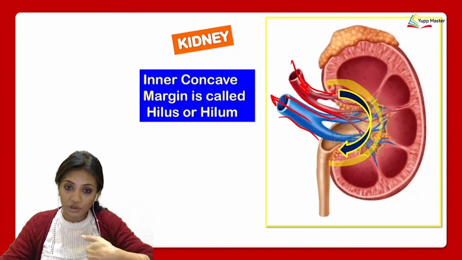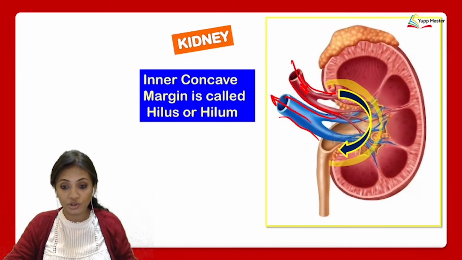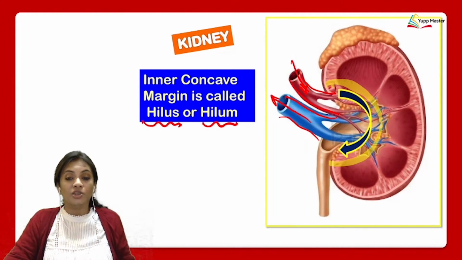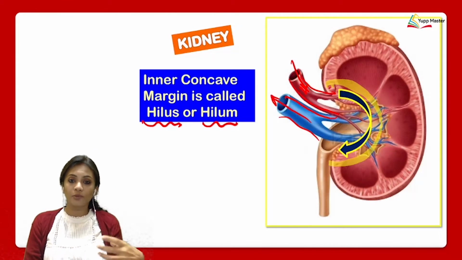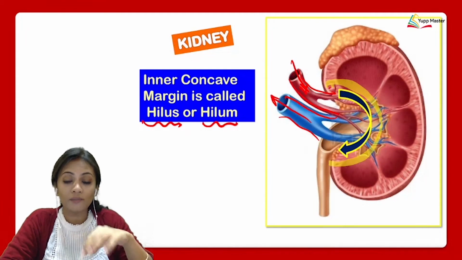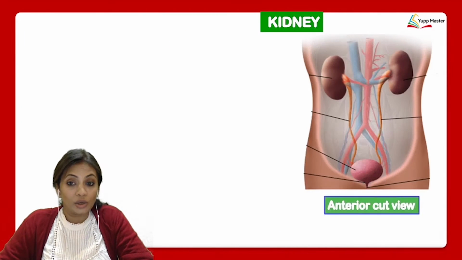And through that margin, since everything is coming in and going out, that concave margin is called the hilus, or it can be called the hilum. Because it is an important structure where everything comes in and goes out, we've given it a name, hilus, or we may also call it hilum. Alright. So, inner concave margin.